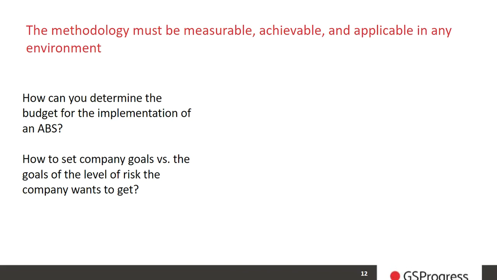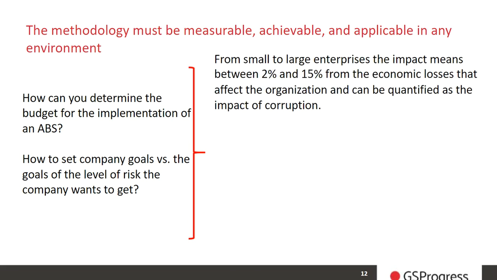In those cases, we have to take the decision, the political decision, but how much is the impact of that one? Okay, within that, we are going to see here from small to large enterprises, the impact means between 2% and 50% of the economic losses that affect the organization and can be quantified as the impact of corruption. So I hope this one is very clear. If we already heard in the news that one company suffered some losses of $20 million in economic losses, okay, from 2 to 15% can be the selected budget to reduce this potential risk.